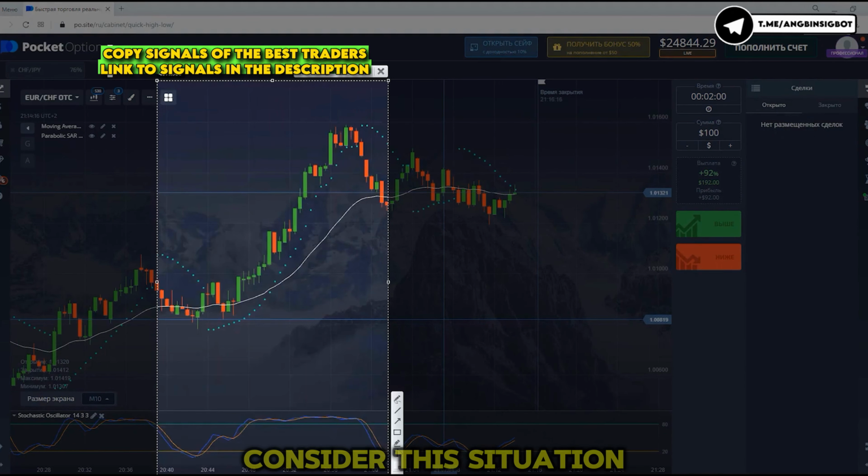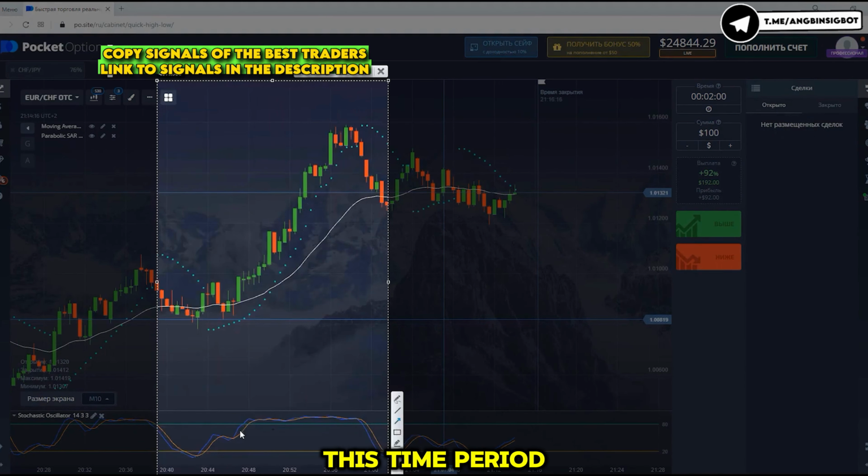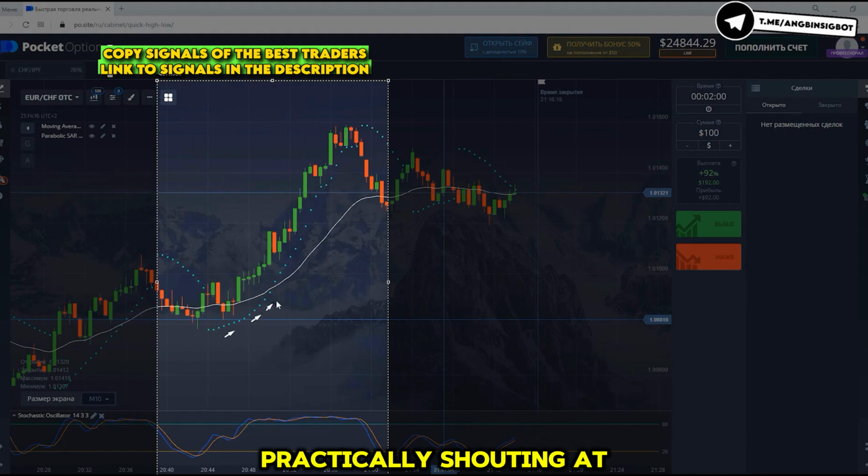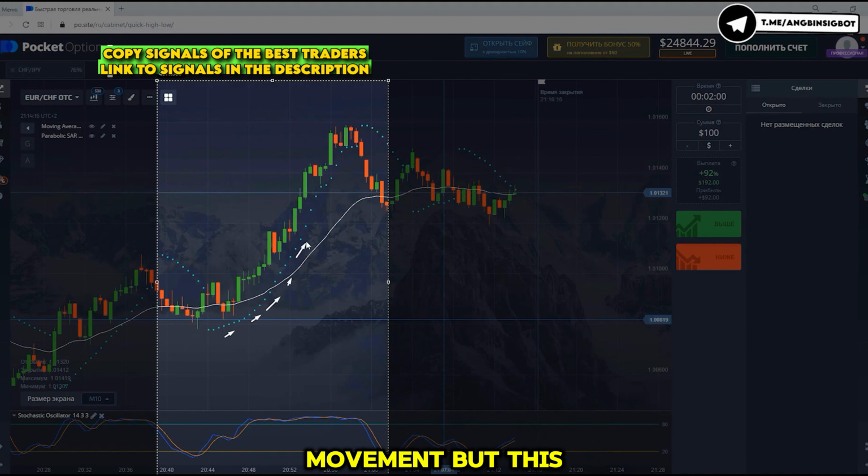So friends, let's consider this situation. Let's look at this time period. Here, the indicators worked very well, practically shouting at us to enter a trade for an upward movement. But this situation is purely for example.